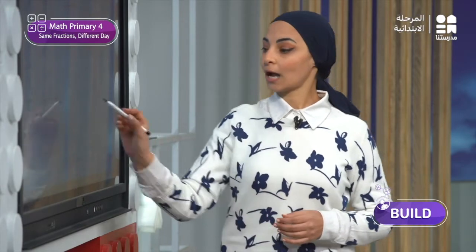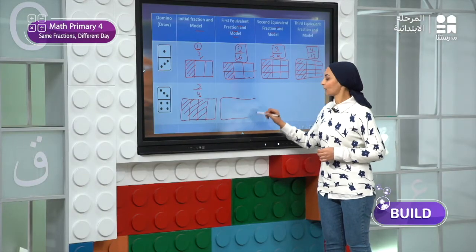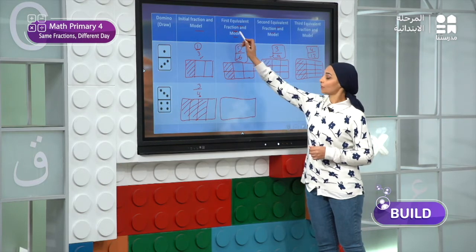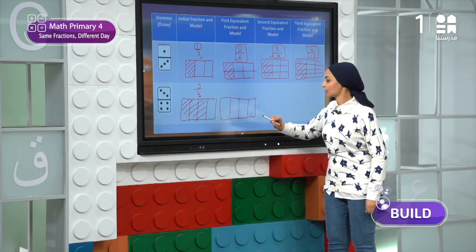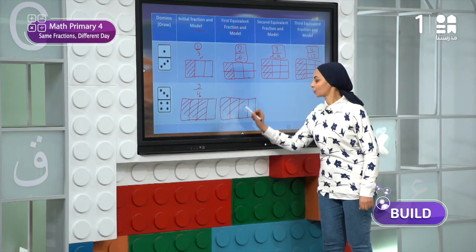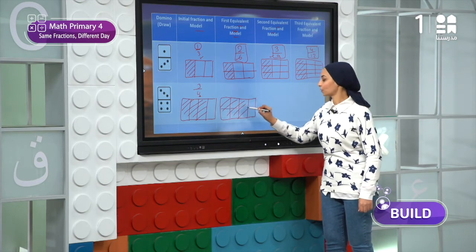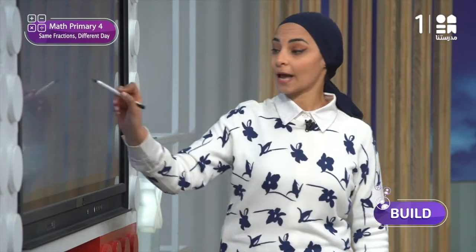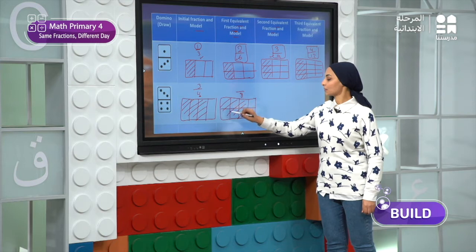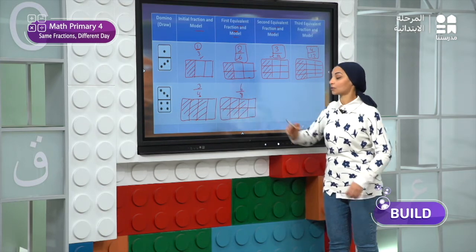Let's move to the second one. For the second one I will draw the same rectangle. What do I want to do? I want to find an equivalent fraction to this one. So I will divide the 4 parts and I will shade the same 3 parts, but this time I will divide it into 2 equal parts. So all the parts I have are 8 and the shaded parts are 6 shaded parts.